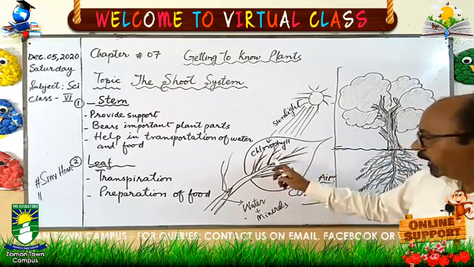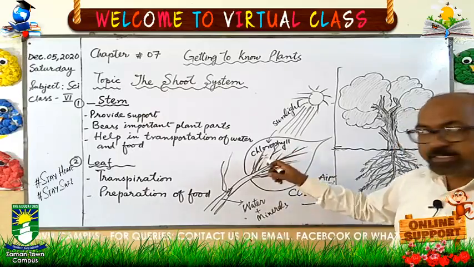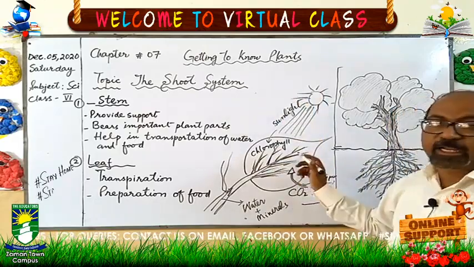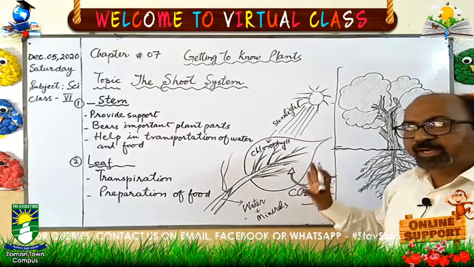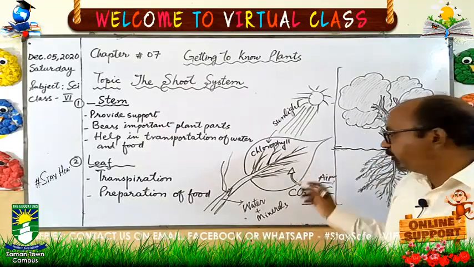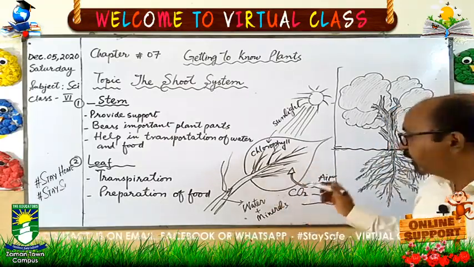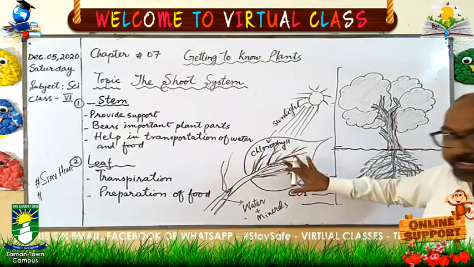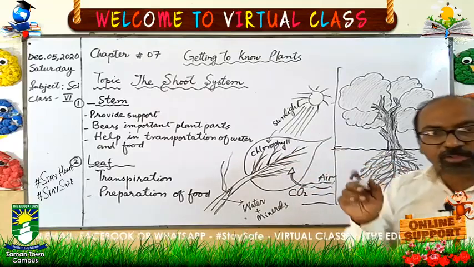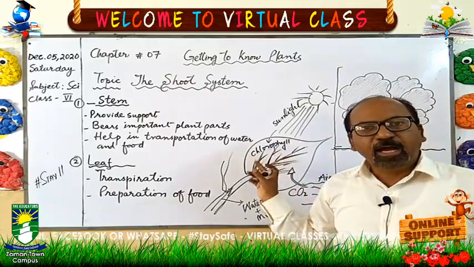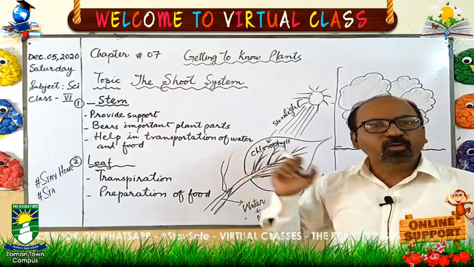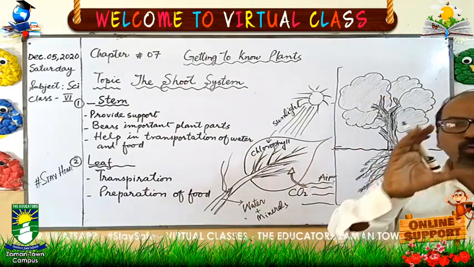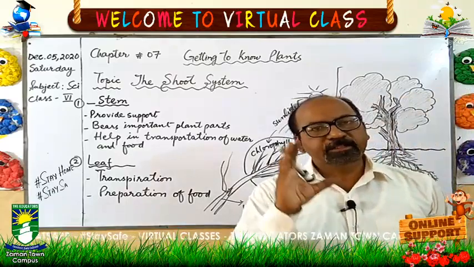Now water has reached the leaves, chlorophyll is already present to trap the sunlight, and carbon dioxide has entered through the stomata. Stomata are the small pores present on the under surface of the leaves. Now these three things are necessary for the production of food, and the process of photosynthesis takes place, due to which the food of the plant is prepared.